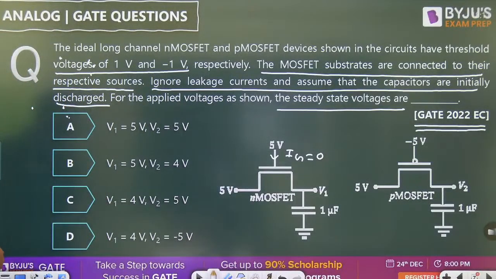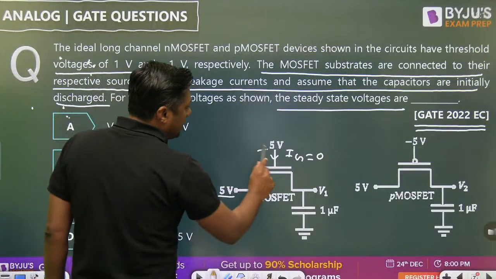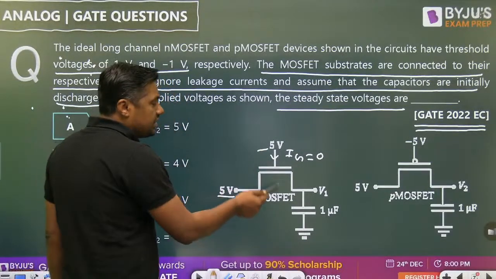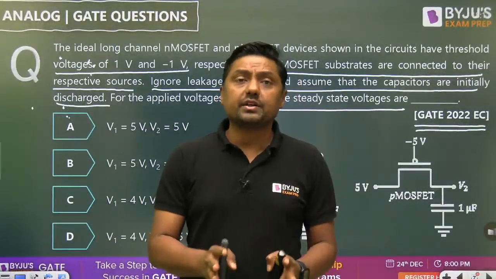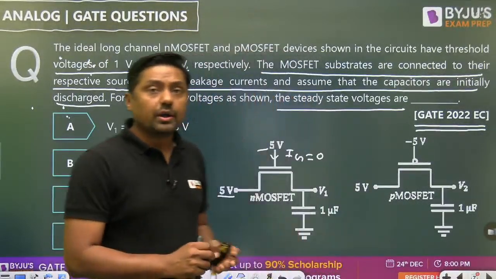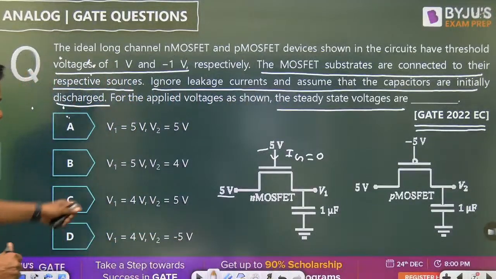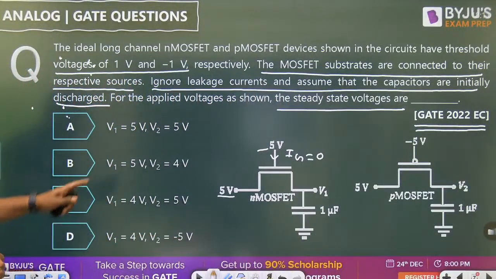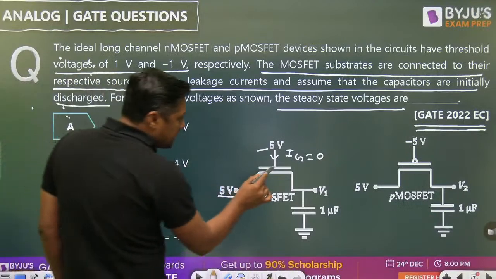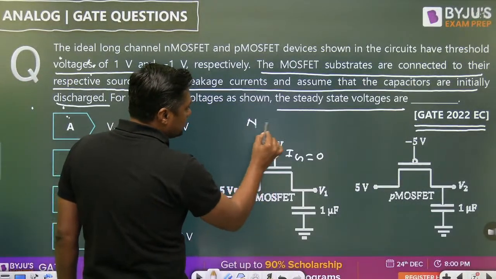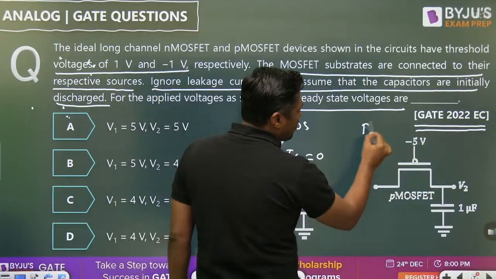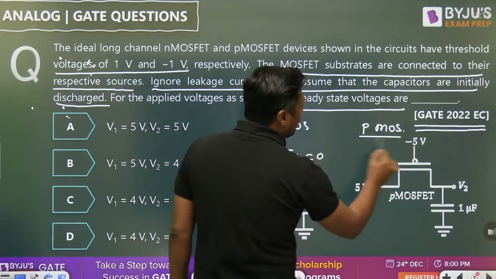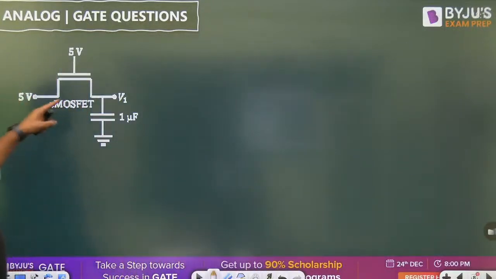So steady state means here we are having the DC, here we are having the DC. So under steady state condition, for DC signal, the capacitor acts as open circuit. That is the basic concept. Now, how are we going to solve this question? First, because there is no bubble, this is the N channel, N MOSFET. And there is a bubble, meaning it is a PMOS. Then first is NMOS.